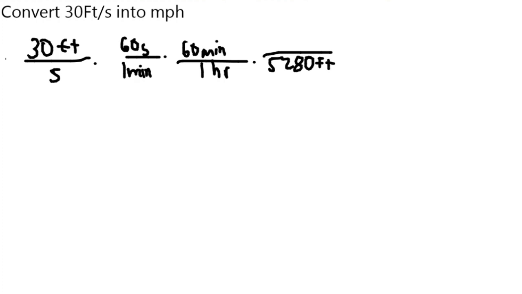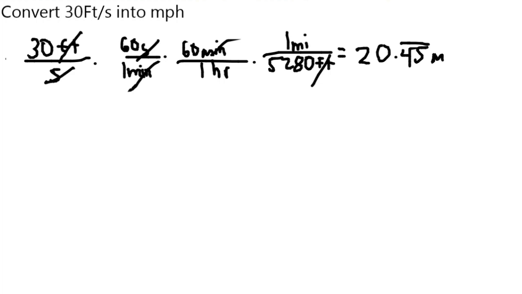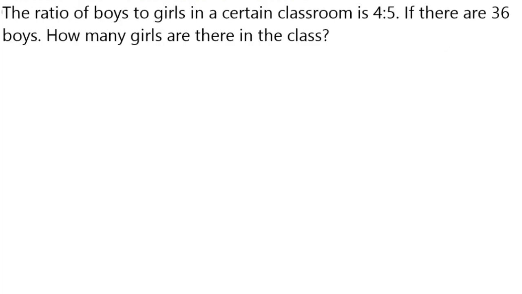So we're going to multiply this by 1 mile over 5,280 feet, so we can get the unit miles. We can cancel the seconds, the minutes, and the feet here. So using our calculator, multiplying 30 times 60 times 60 and dividing it by 5,280, we will get 20.45 miles per hour. So that's how you can convert 30 feet per second into miles per hour.